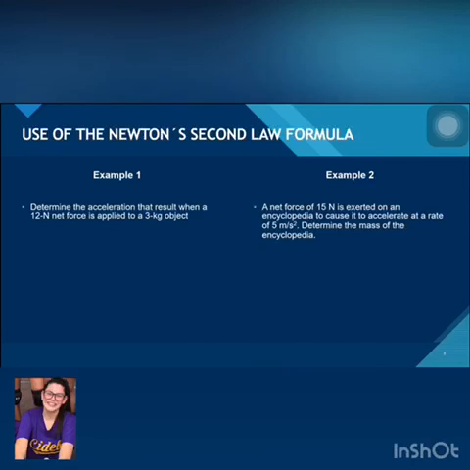Now, we will have some examples for the use of this formula. The first example is: determine the acceleration that results when a 12 newton net force is applied to a 3 kilogram object. The first thing we need to do is isolate the formula force equals mass times acceleration to leave alone the A, which is the acceleration. By isolating the formula, we have that acceleration is force divided by the mass.